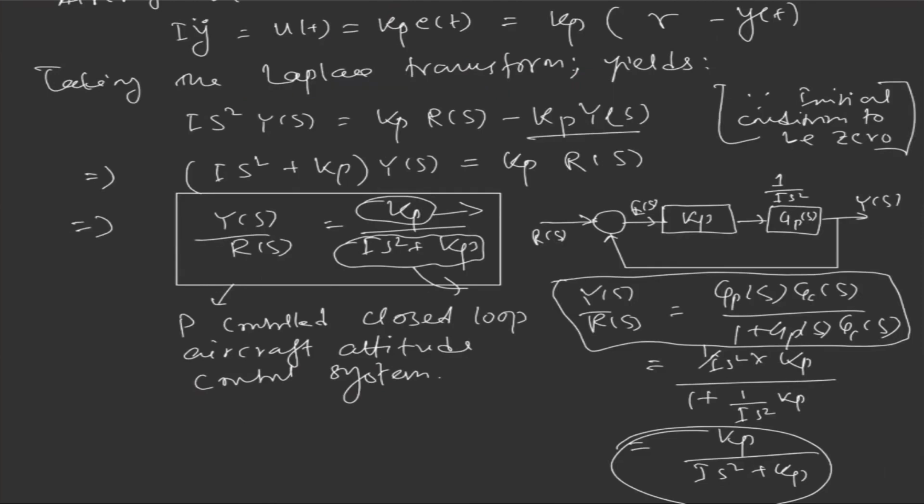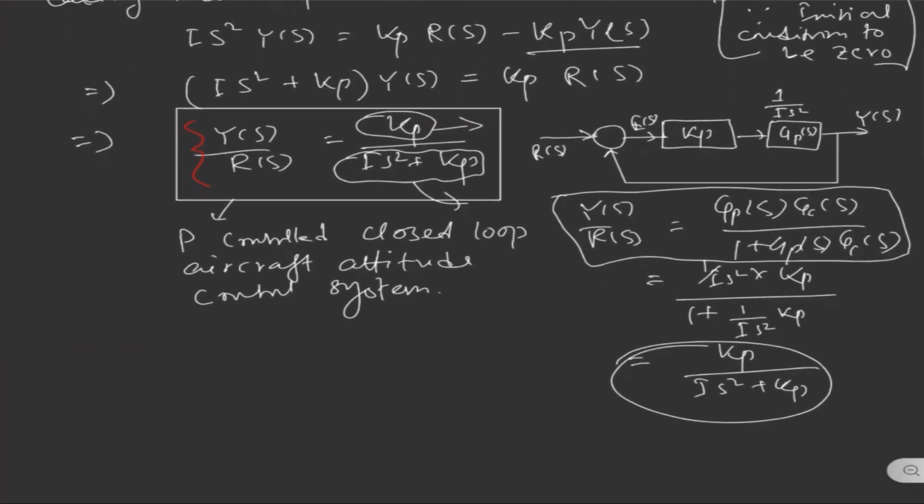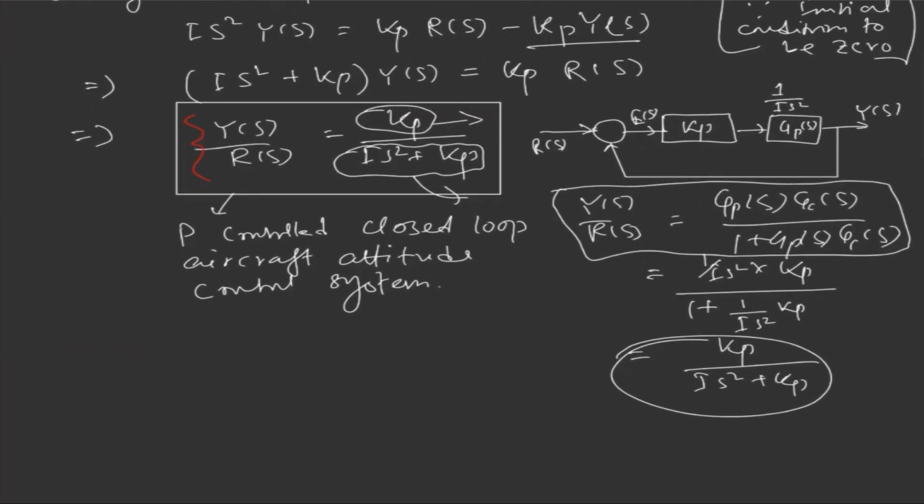Poles from this closed loop transfer function are basically the roots of the characteristic equation, the polynomial in the denominator part. Maybe I have not discussed the characteristic equation yet. Generally we write the characteristic equation as 1 plus Gp(s) Gc(s) equal to 0. So in the closed loop transfer function, this part we call the characteristic equation.